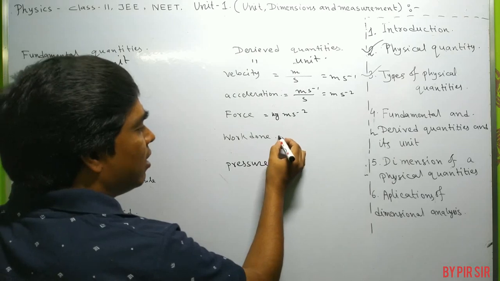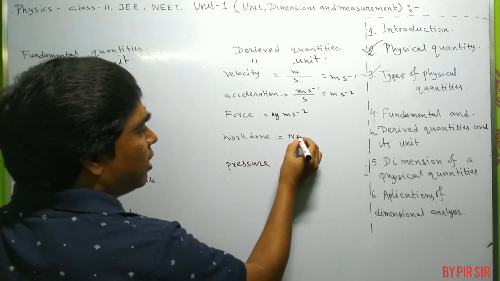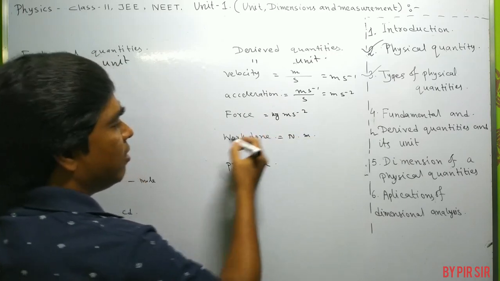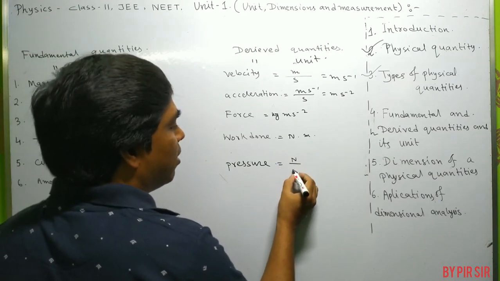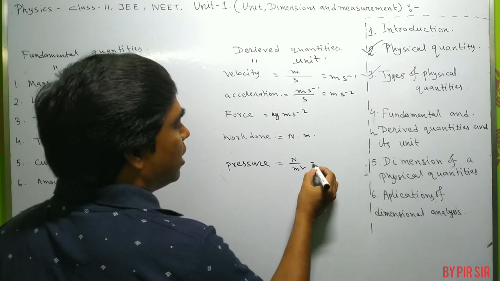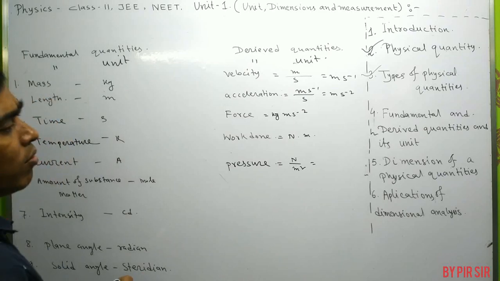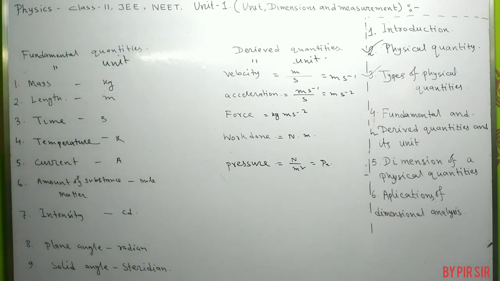What is work done? Work done means force into displacement. Force is Newton, displacement is meter, so the unit is Newton meter. What is pressure? Pressure is Newton per meter square, that means Pascal. In this way, you can easily determine the unit of derived quantities.